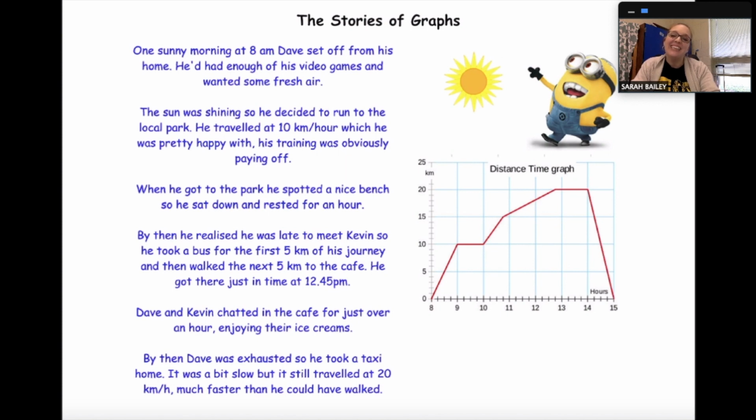Hi. In today's lesson, we're going to do some more work with graphs to stories. So let's jump right in. This worksheet is titled The Stories of Graphs. Let's read through this information.